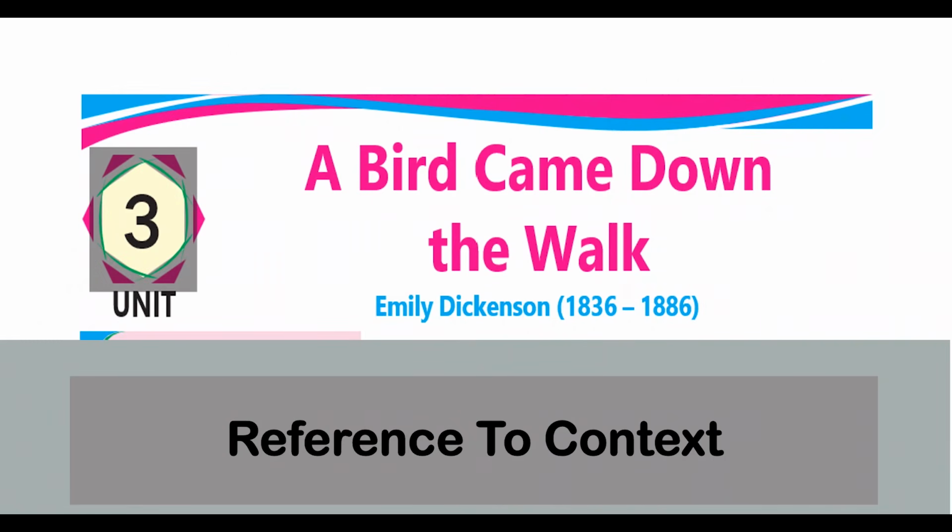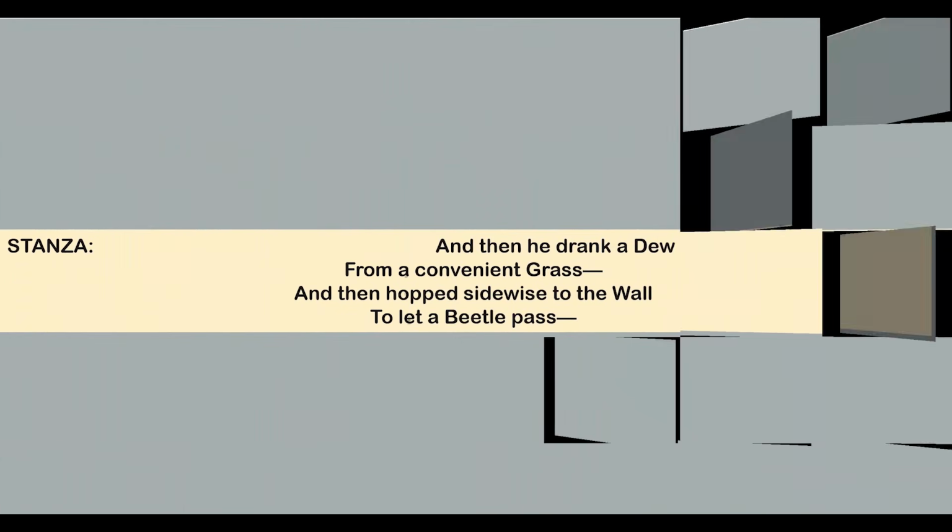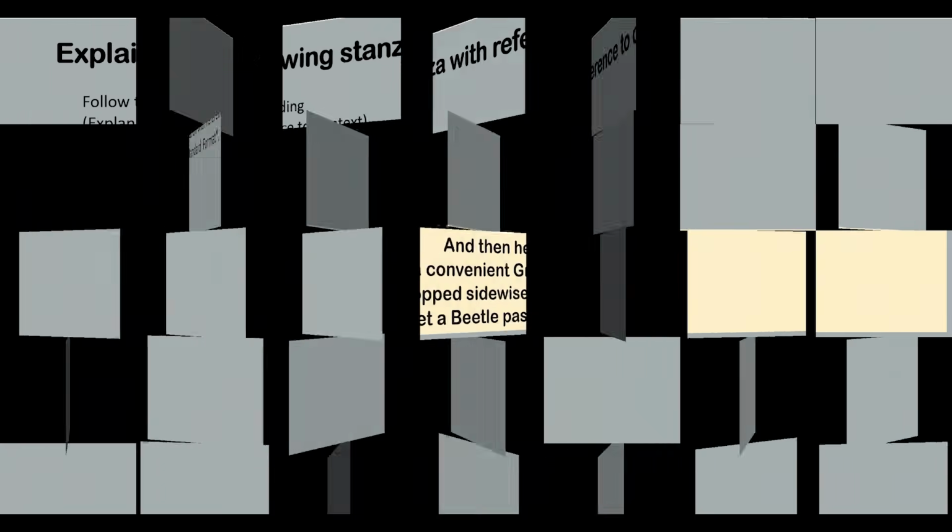Today we are going to learn how to solve the question of reference to context. Students, this is a very important question from the examination point of view. A 5 marks question based on reference to context often appears in your exams. In this question, you are given a stanza from a poem and are asked to explain it with reference to its context. Therefore, it is essential to know the correct method and format for answering this question.